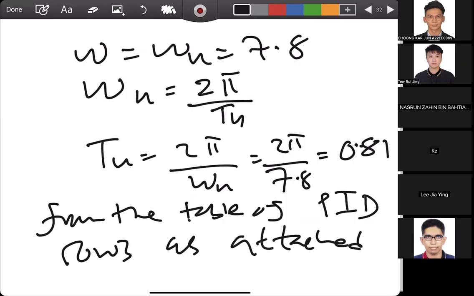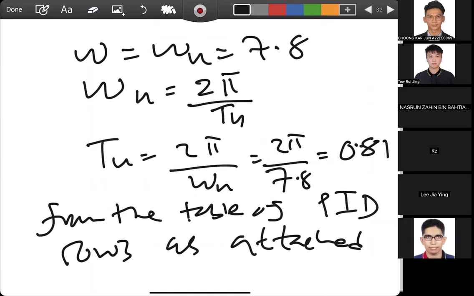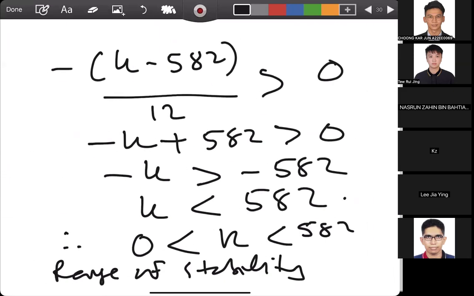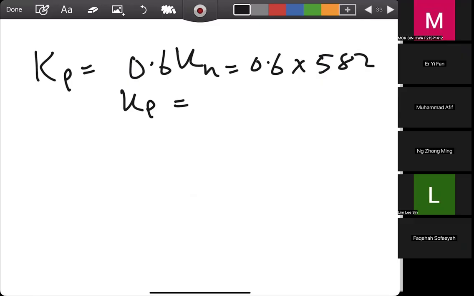So you have to use the table of PID as attached in the exam questions to solve for Kp, which is 0.6 Ku. Ku is 582. What is Kp? It is 349.2.